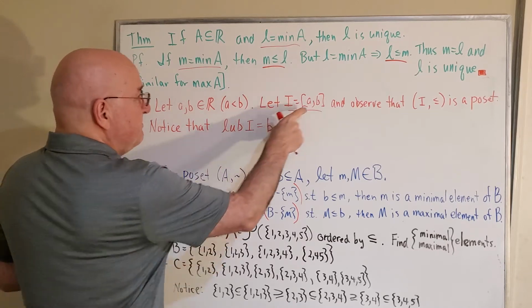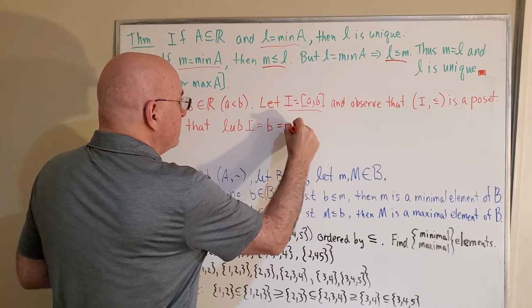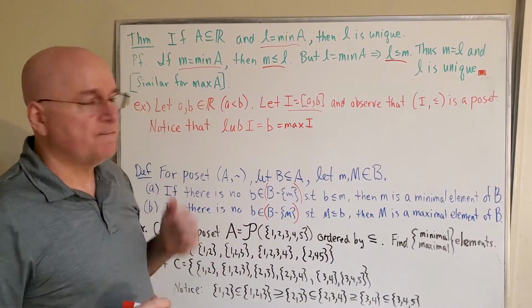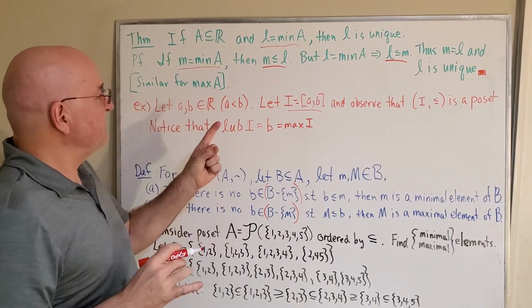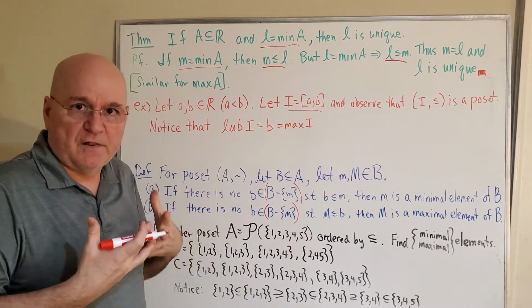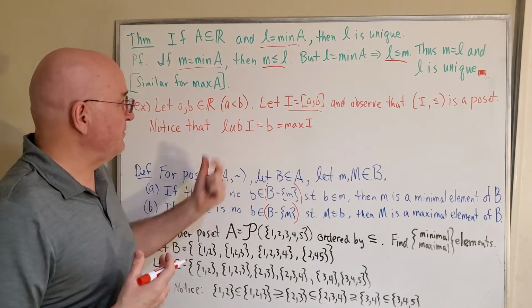And in this case, B is in that set. So that's also the max of I. I believe that's always the case. If you have the least upper bound and it is in the set, then we call it the maximum. You can call it both, either way.